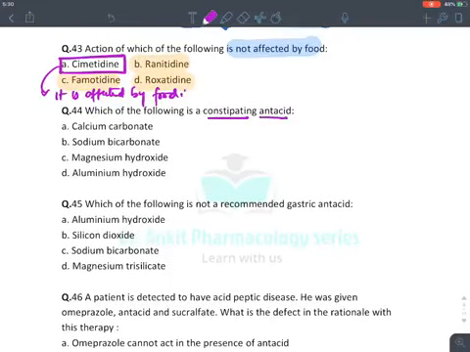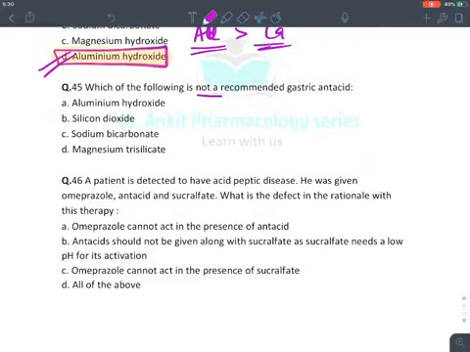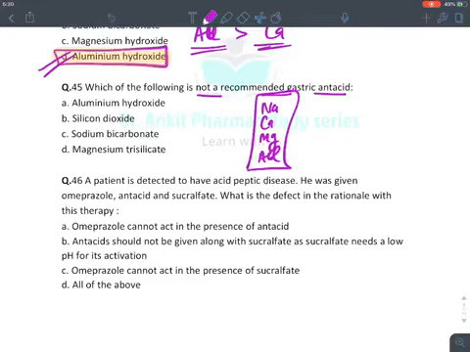Which of the following is a constipating antacid which will cause constipation? You will go by the answer aluminium and calcium. They both are constipating. But remember, aluminium causes more constipation as compared to calcium. If you have to choose one, you will go by aluminium. Which of the following is not a recommended gastric antacid? So which is not an antacid? We give the salts of sodium, calcium, magnesium and aluminium. These four salts are given as antacid. So which is not? We will write silicon dioxide.